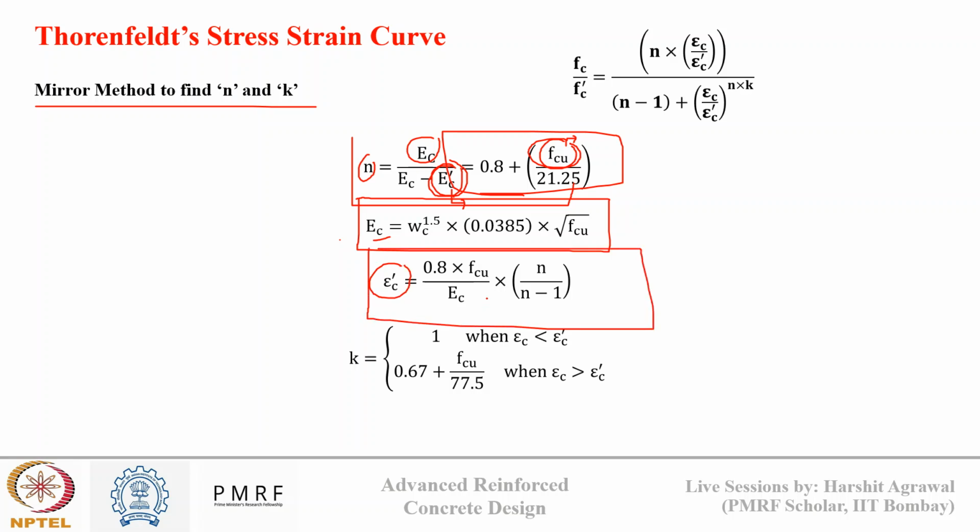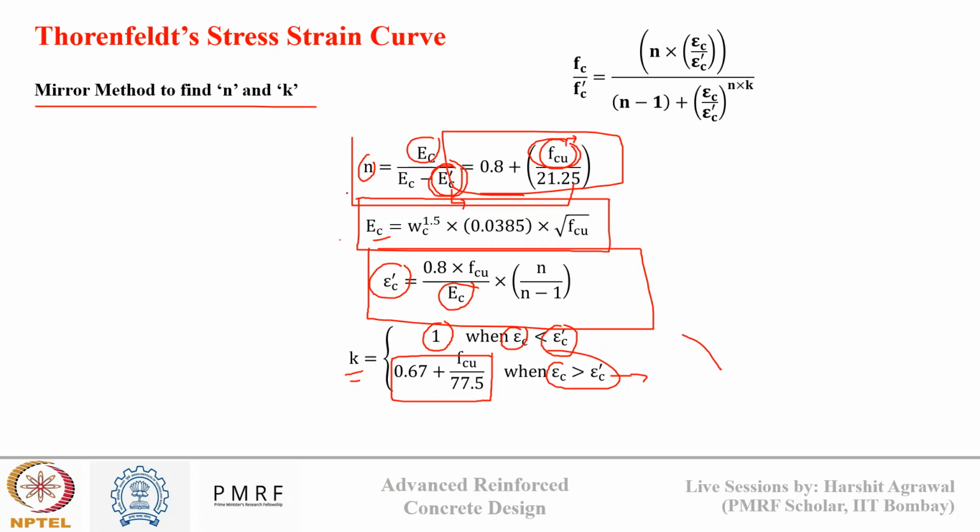Okay, if we know the epsilon c value, and if epsilon c, the strain that we are applying, is less than epsilon c dash, we take this decay factor k as 1. If strain is more than epsilon c dash, that means we are in the descending profile. So then we take the k value using this equation. Okay, so when we do a numerical, we'll understand how this relationship is applied.